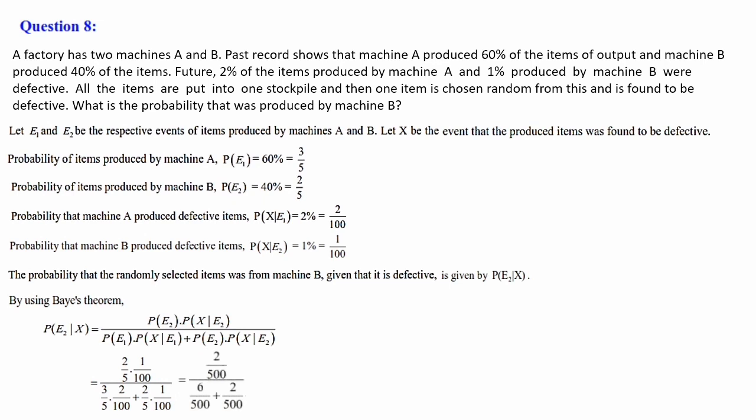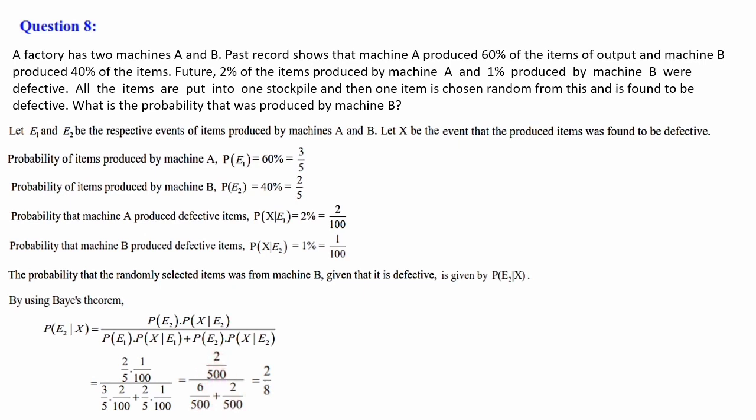Let's go for the calculation. 2 into 1 is 2, 5 into 100 is 500. Then here 3 into 2 is 6 and 5 into 100 is 500. Then again 2 into 1 is 2, 5 into 100 is 500. Like the previous one, if you want, you can take 1 by 100 common, and then the numerator and denominator cancellation can be done. That way also you can do it, it's not a problem. Now the common denominator we have is 500. When you take the 500 LCM, here we get 6 plus 2, 8, and here also 2 by 500.